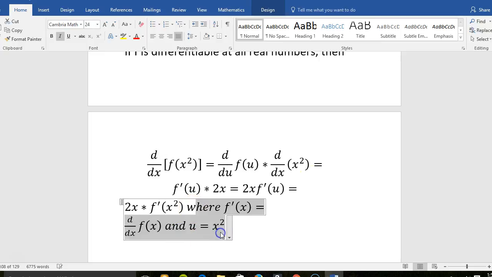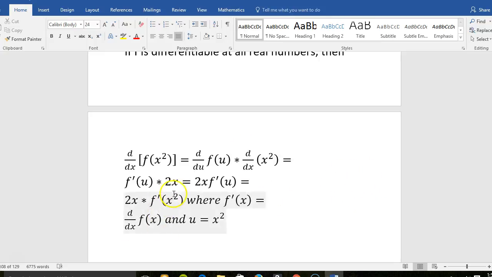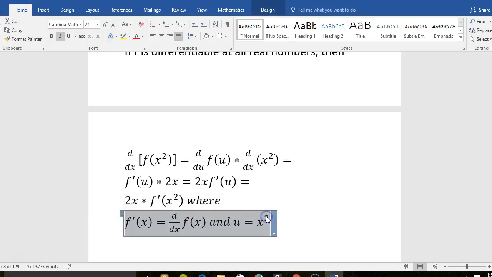Guys, when you do this problem, be sure to tell your professor, don't leave this out. This line that I've got highlighted here, don't leave it out. You need to tell him or her that f prime of x is d by dx of f of x and that u equals x squared. Because f prime can be ambiguous. Watch out. You know, it's handy. f prime is a lot nicer to write than having to write d by dx of f of x every time. But you do need to do this last line right here. And you have to let your professor know that u equals x squared for sure.